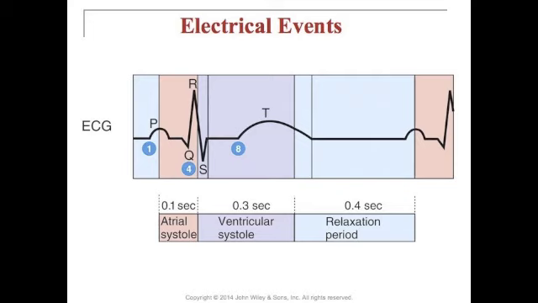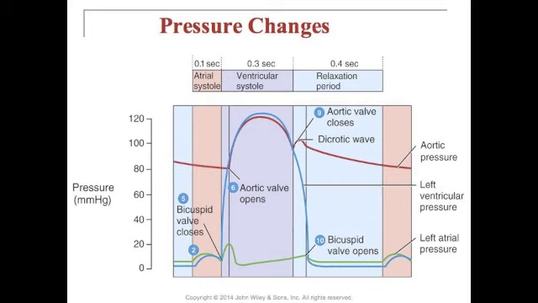And then at step 4 there, letter Q, the QRS complex in the EKG marks the onset of ventricular depolarization. And then at number 8, the T wave in the EKG marks the onset of ventricular repolarization. Moving on to the next slide.